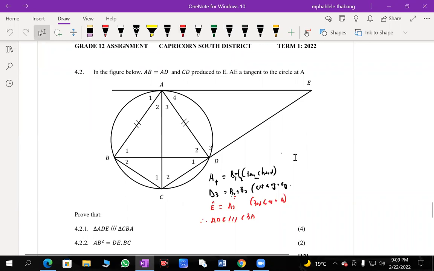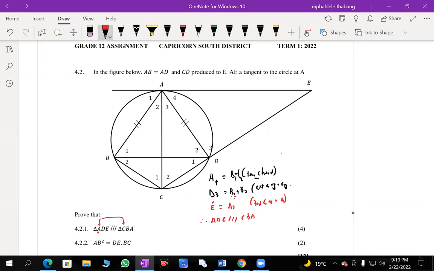This question is the simplest. Actually, proving similarity is the simplest. It should be the simplest. You force yourself to make sure angle A equals angle C. You look for reasons.